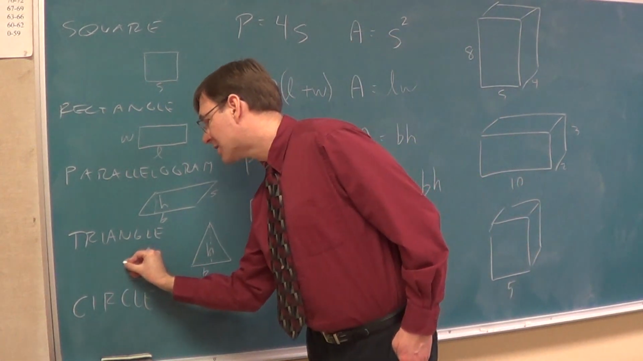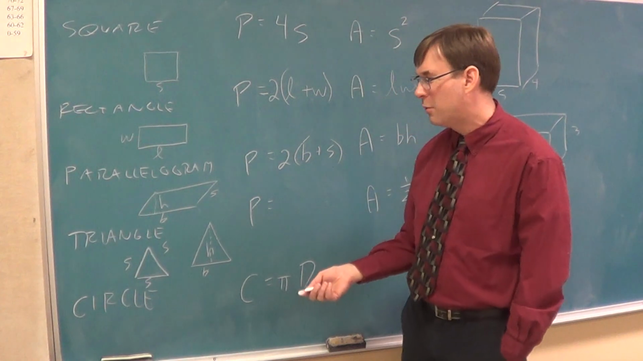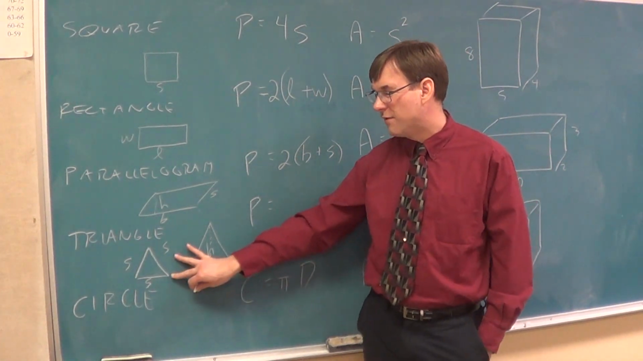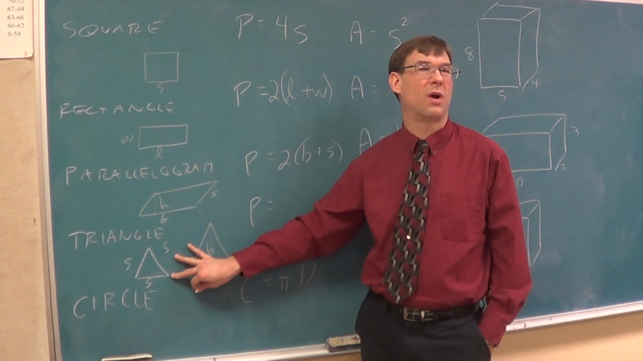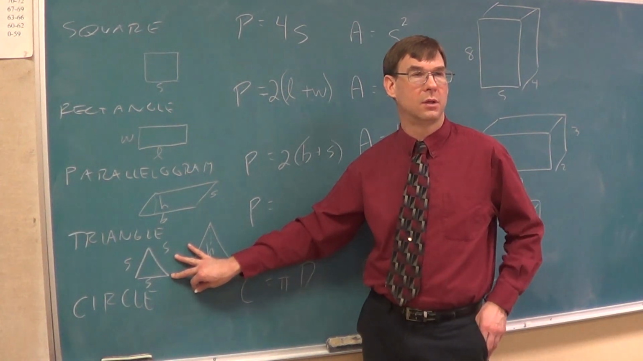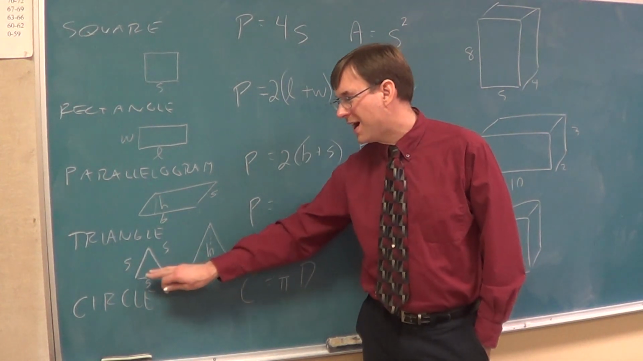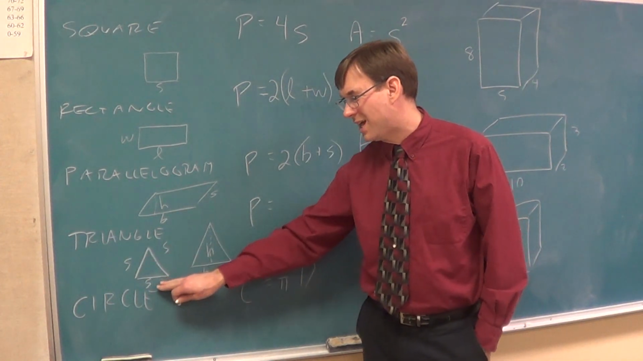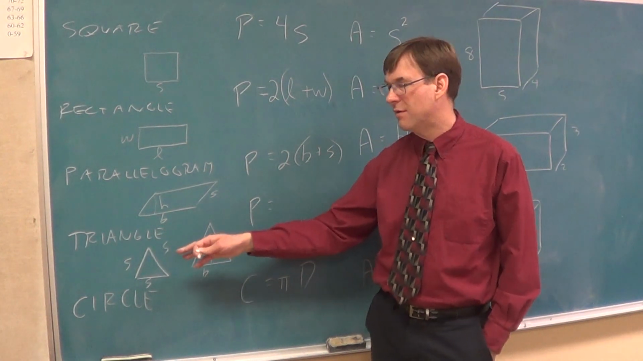So I cannot say S plus S plus S. That would give a false impression. If I called these all S's, why does that give you a little bit of a false impression about triangles? Because the sides are not the same. The sides aren't all the same. So if I said S plus S plus S, it makes it seem like maybe the sides are all the same, because they all have different names.